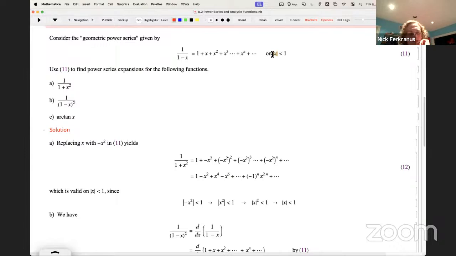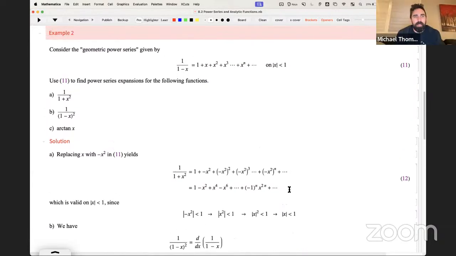You might be able to make this argument in your head, but what you're saying is that has to be less than 1. Well, that means that has to be less than 1, which means that has to be less than 1. So in this case, it just so happens that the interval of convergence is the same. So you would take this and write it over to the right up there.